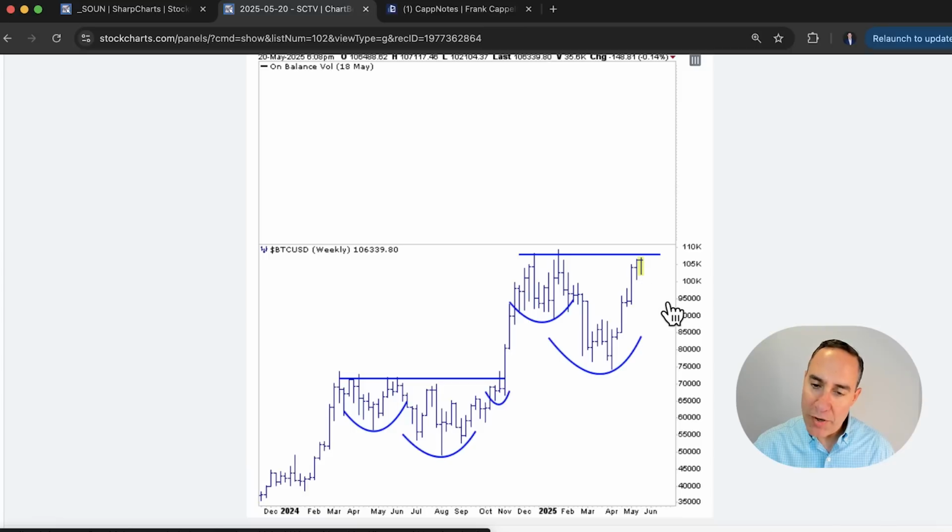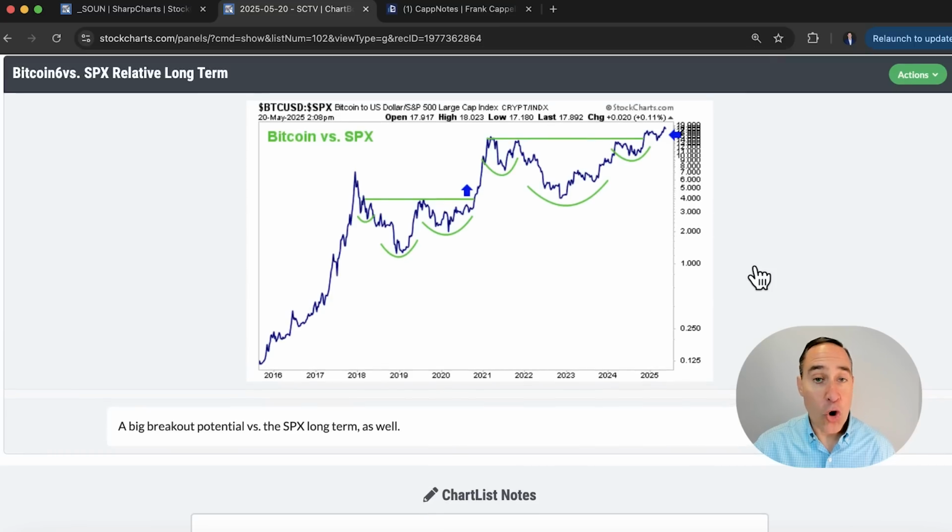So seeing this pause underneath this zone and potentially form a bigger right shoulder would just strengthen this pattern even more. So I don't think there's any rush for this to occur anytime soon. And then again, this is a long-term view.